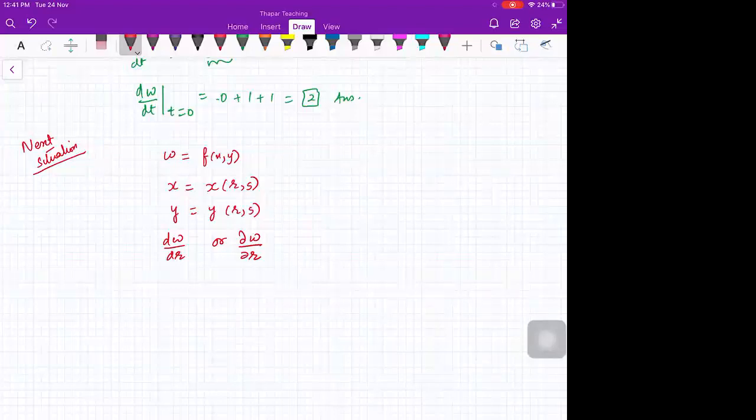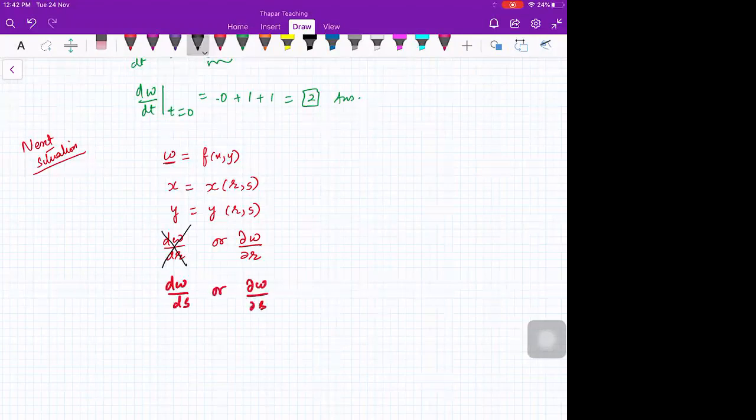Tell me, students. If w is a function of x and y, and x and y are functions of r and s, then ultimately w is a function of r and s. So we will be talking about partial derivatives, right? So you will talk about ∂w/∂r, and instead of dw/ds, you will talk about ∂w/∂s. Is that okay?